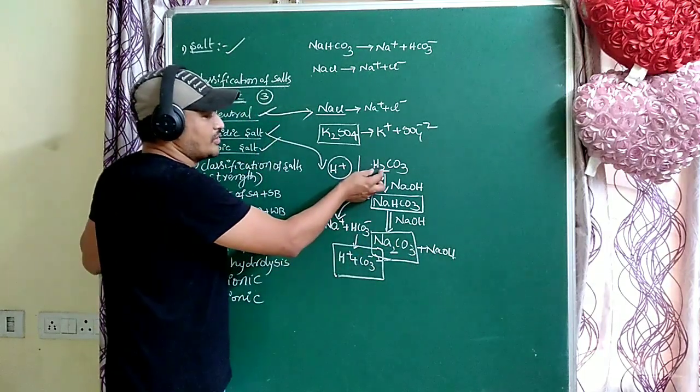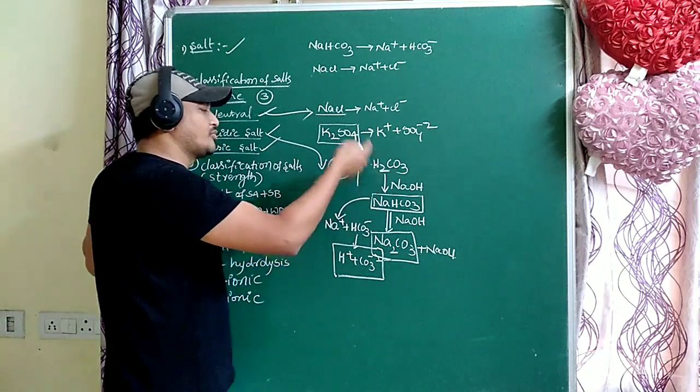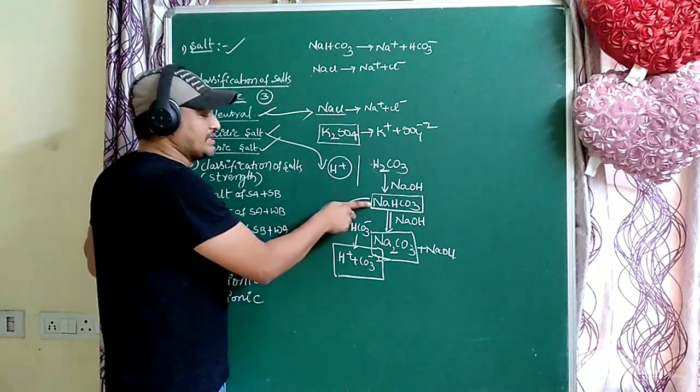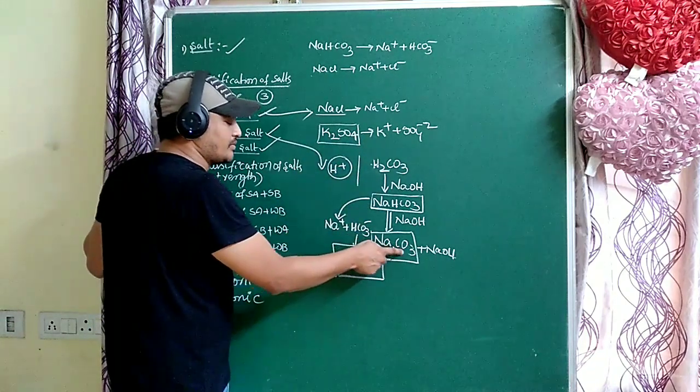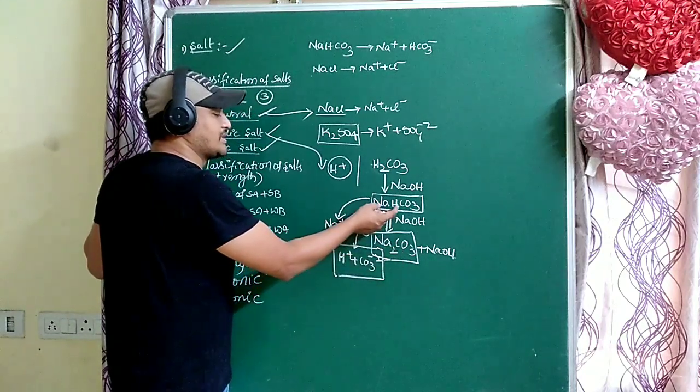Here H2CO3, a dibasic acid, forms two types of salts. One is NaHCO3, another one is Na2CO3. This one is the neutral salt, and that one is the acidic salt.